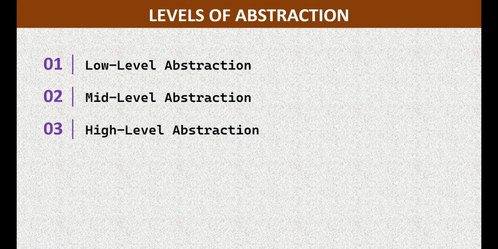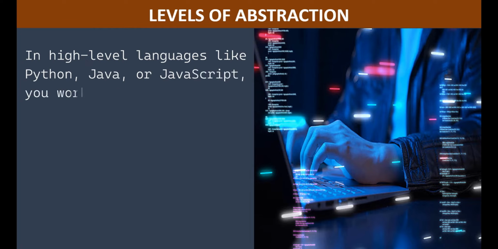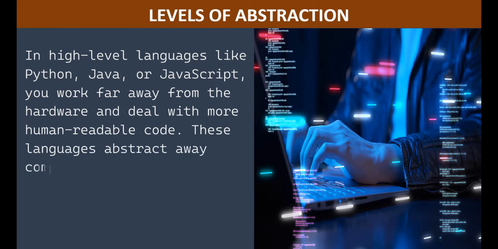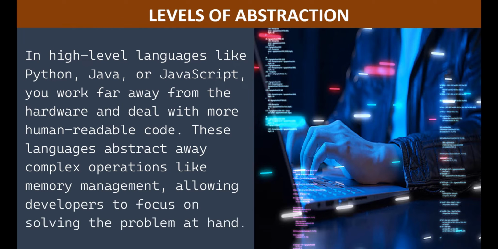High-level abstraction. In high-level languages like Python, Java, or JavaScript, you work far away from the hardware and deal with more human-readable code. These languages abstract away complex operations like memory management, allowing developers to focus on solving the problem at hand.